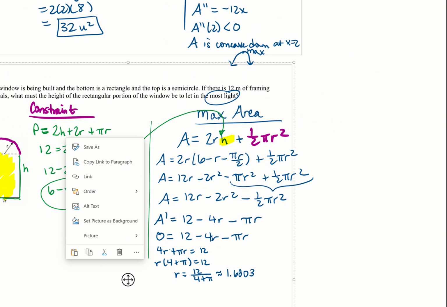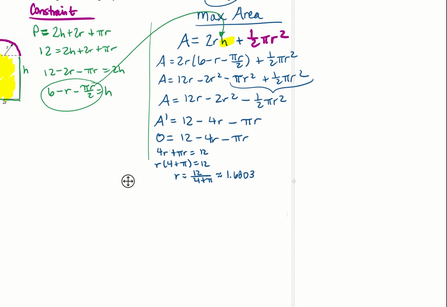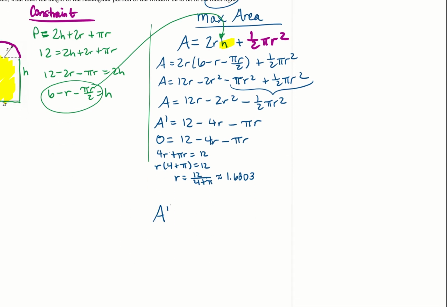Now what we're trying to find is h. But before we do that, let me verify that r would give me a maximum. To verify that r will give me a maximum, I am going to look at the second derivative, which would be negative 4 minus pi. And notice there's not anywhere to even plug in an r because this was linear. So negative 4 minus pi is always negative. So what this is telling me is that A is always concave down. And since A is always concave down, r would then have to be a max. And since it's my only critical value, it must be an absolute max.